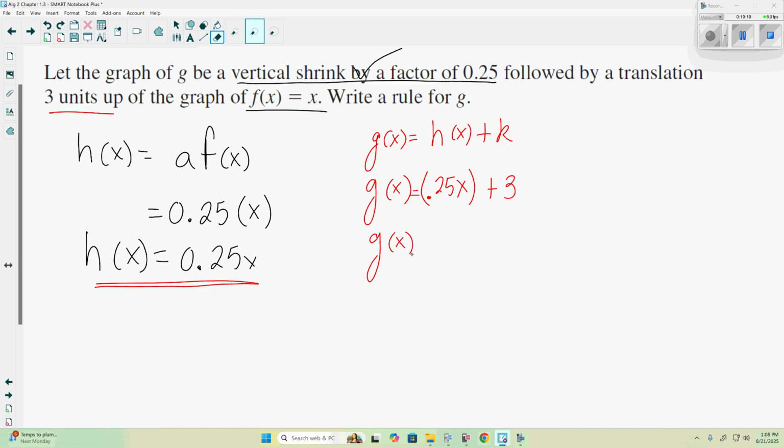Which tells us g of x is? Is that any different than what we've been doing? No, we're just doing it one step, one transformation at a time. And the way we've been doing this yesterday and for the first part of today, that's the way I would treat it, one transformation at a time.